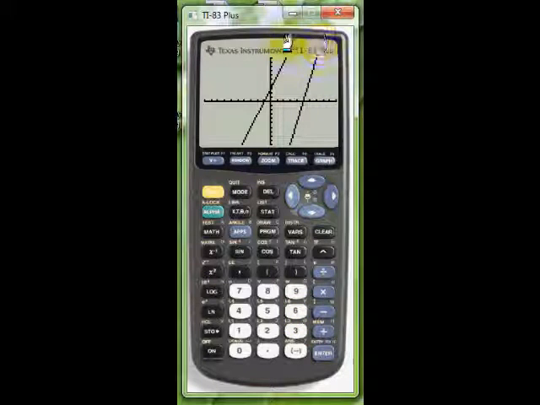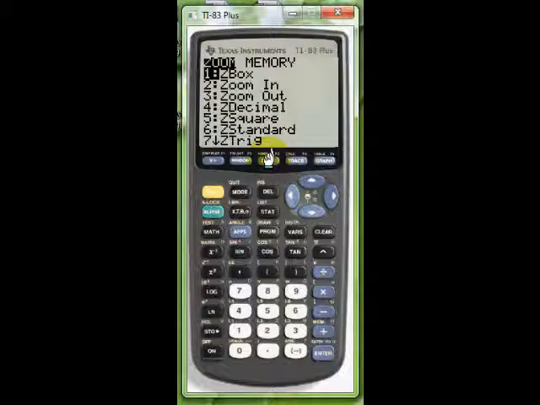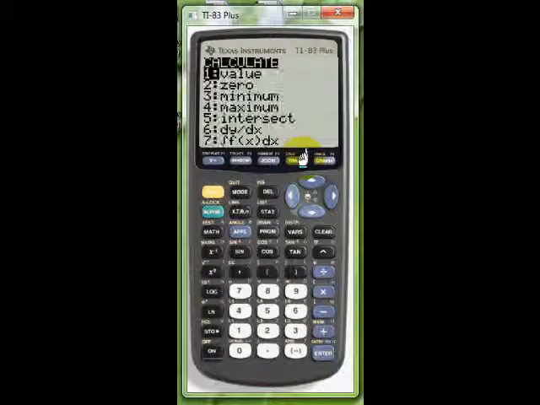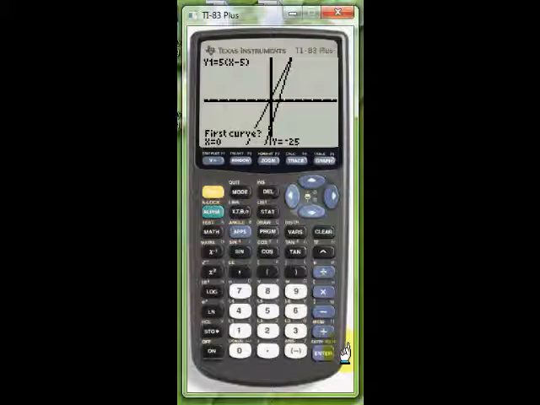Now this time our intersection's off the screen. So since I can't see my intersection on the screen, I'm going to need to zoom out until I can see it. So I'm going to press zoom and number 3 for out and press enter. And now I can see the intersection. If I couldn't see the intersection still, I could press enter another time and it would zoom me out even further. Right? So again, to find the intersection, I'm going to press second and trace and number 5 and press enter 3 times. And my intersection point is x equals 14. So my answer to this one is F.